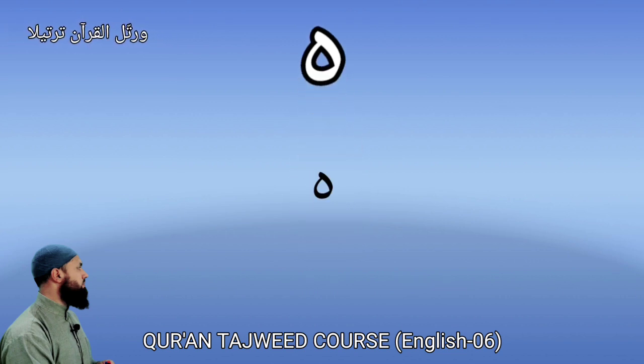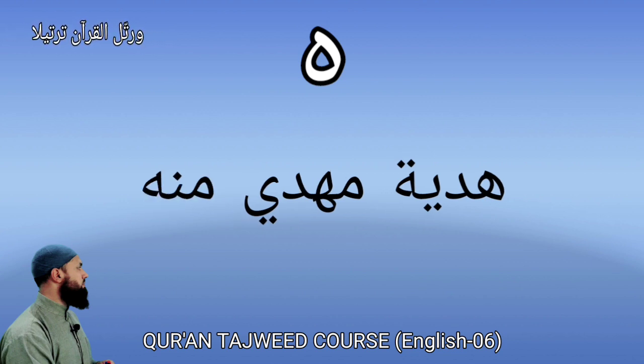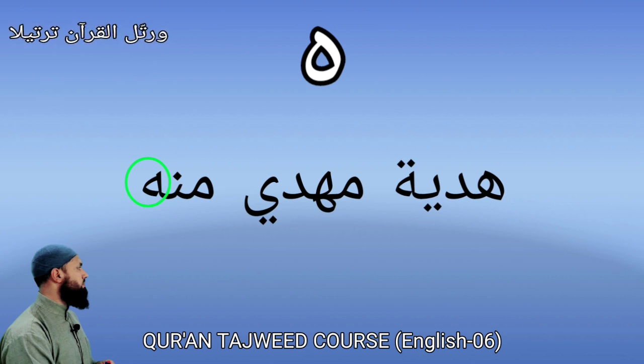Ha, as in hadiyatun, mahdiyun, minhu. In the first word, ha is used at the initial position and it is joined with the letter on its left side. In the second word, ha is used at the medial position and joined with the letters on its right and left side. In the last word, ha is used at the final position and it is joined with the letter on its right side, that is noon. Here we have to notice the different forms of ha used in these three words.